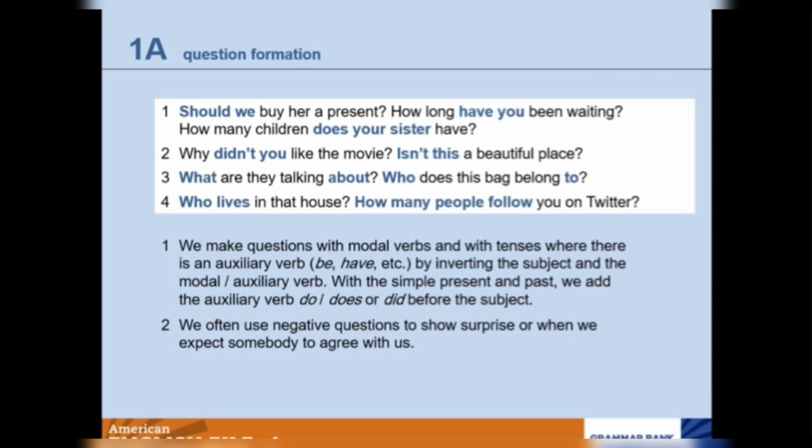So question number 2: why didn't you like the movie? Isn't this a beautiful place? So what do you see odd in here? We see negative questions. Yes, it happens a lot. We often use negative questions to show surprise or when we expect somebody to agree with us. So here, why didn't you like the movie? We're showing surprise. And the second one, isn't this a beautiful place? I want you to agree with me, so you say sure it is.